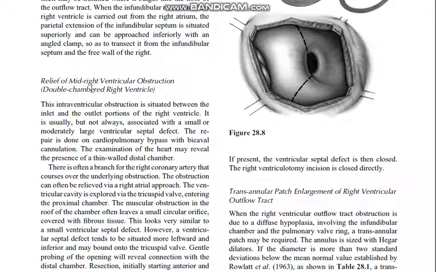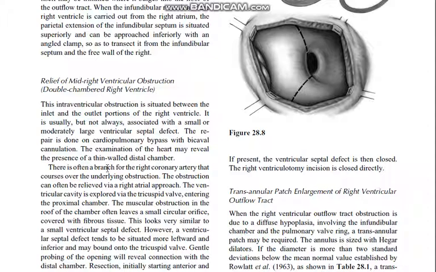Relief of mid-right ventricular obstruction, double chamber right ventricle. This intraventricular obstruction is situated between the inlet and the outlet portions of the right ventricle. It is usually, but not always, associated with a small or moderately large ventricular septal defect. The repair is done on cardiopulmonary bypass with bicaval cannulation. The examination of the heart may reveal the presence of a thin-walled distal chamber.